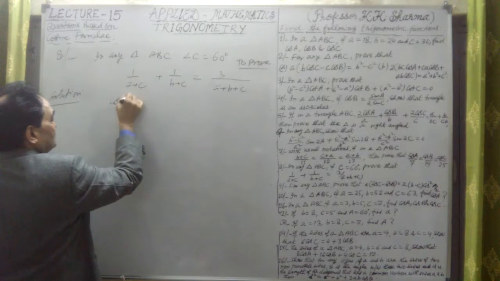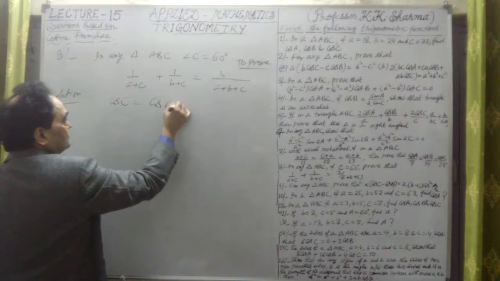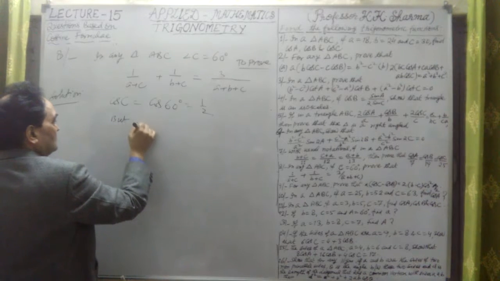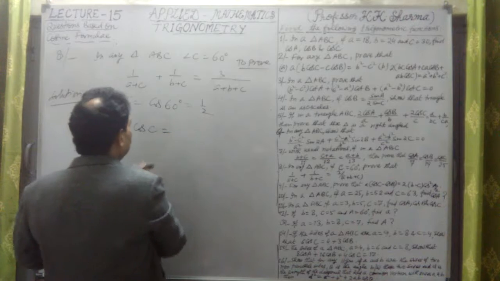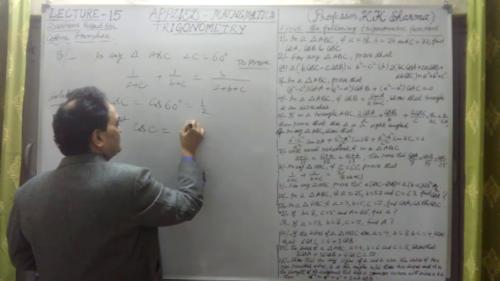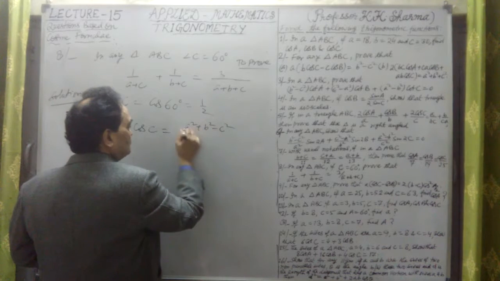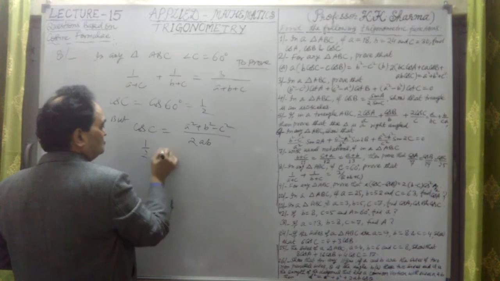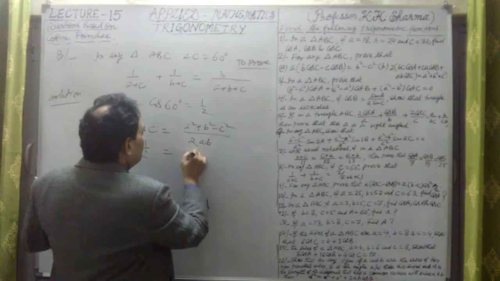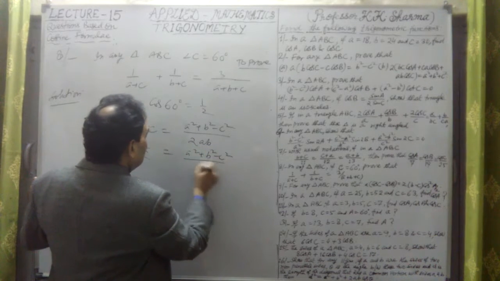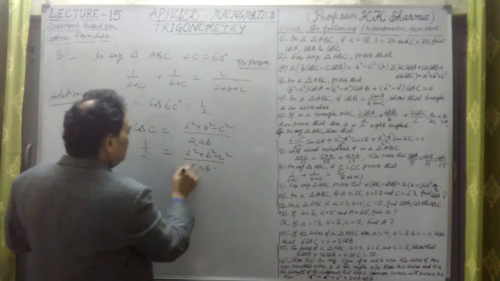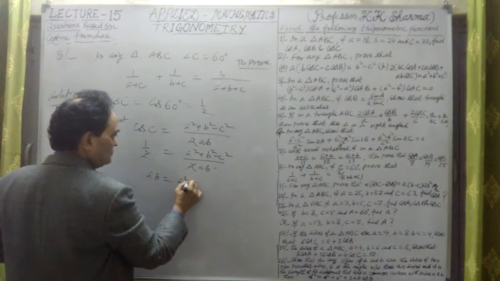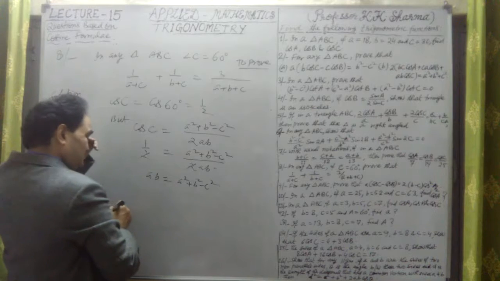Now cos C is equal to cos 60 degree, which is 1 by 2. But cos C is equal to what? The value of cos C is A square plus B square minus C square divided by 2AB. Cos C is 1 by 2. Now A square plus B square minus C square over twice AB. Now 2 cancels out, so AB is equal to A square plus B square minus C square.